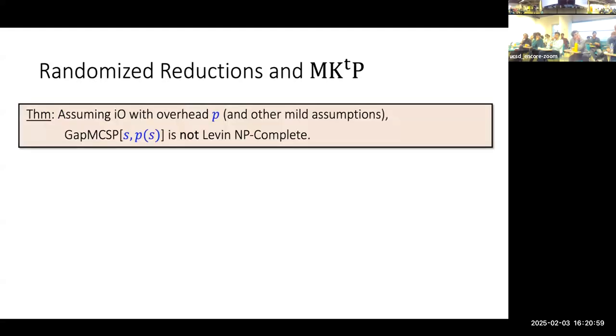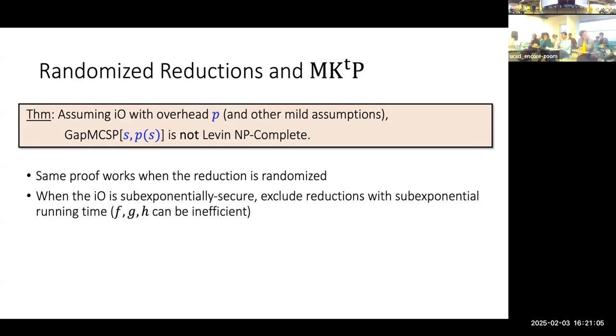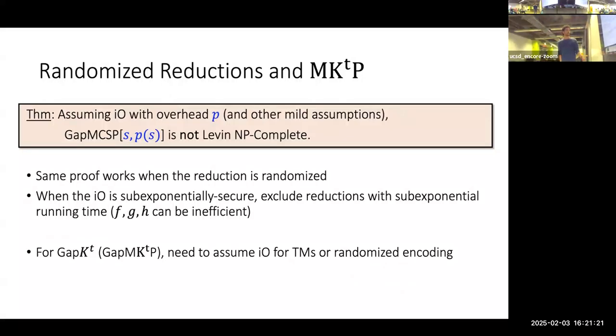So we have this result, and the same proof actually works when the reduction is randomized. If the iO is secure against sub-exponential algorithms, this excludes reductions with sub-exponential running time. So depending on the security we assume, we get stronger results. And if we want to prove the same result for the gap version of time-bounded Kolmogorov complexity, we need to assume iO for Turing machines, so randomized encoding. So we can choose the cryptographic primitive in order to have results for other meta-complexity problems.